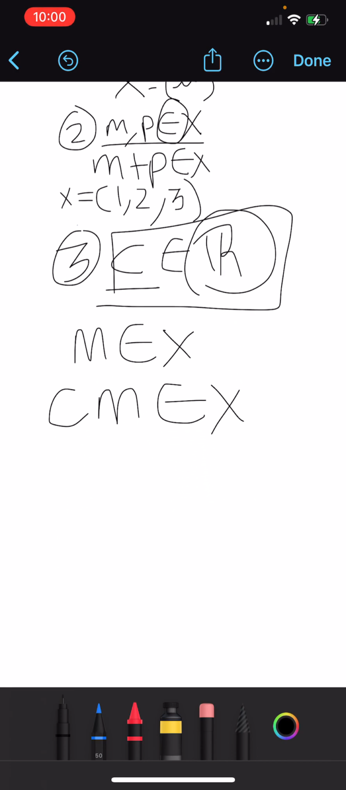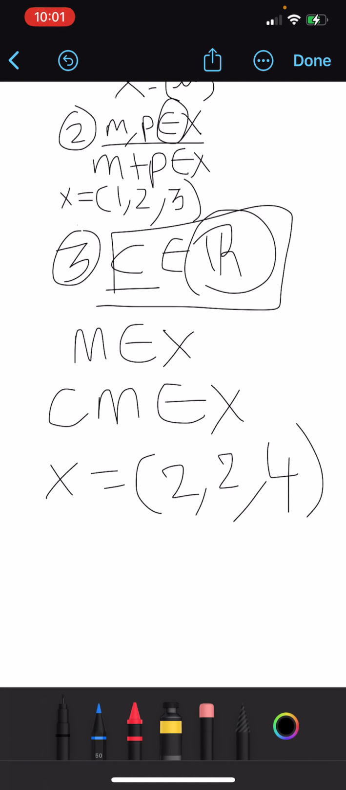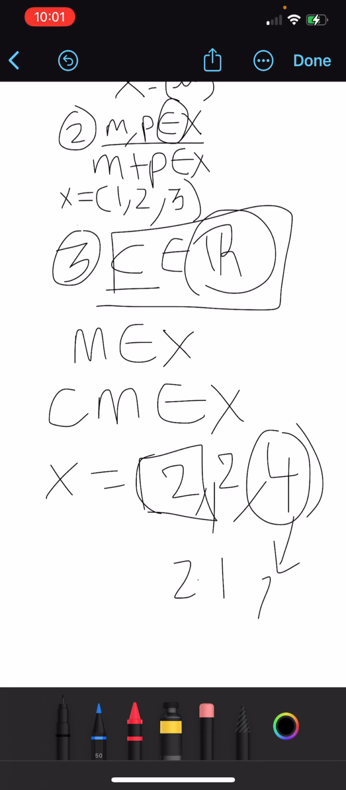So if M is 2, then 1 times 2 is 2, and 2 times 2 is 4, which must also be part of X. So if 2 is initially part of X, then 2 times 1, and 2 times 2, and so forth, must also be part of our X.